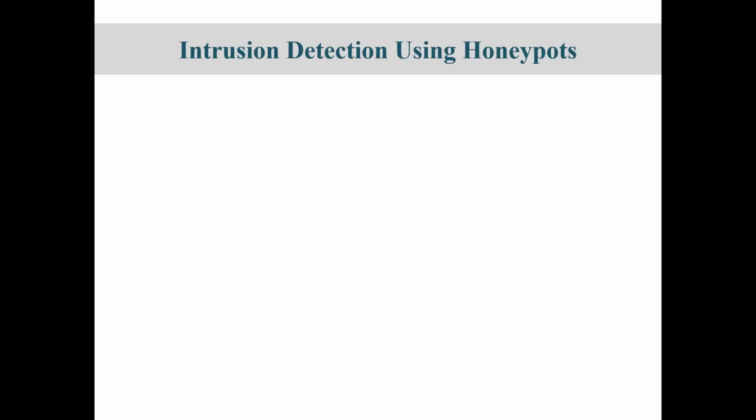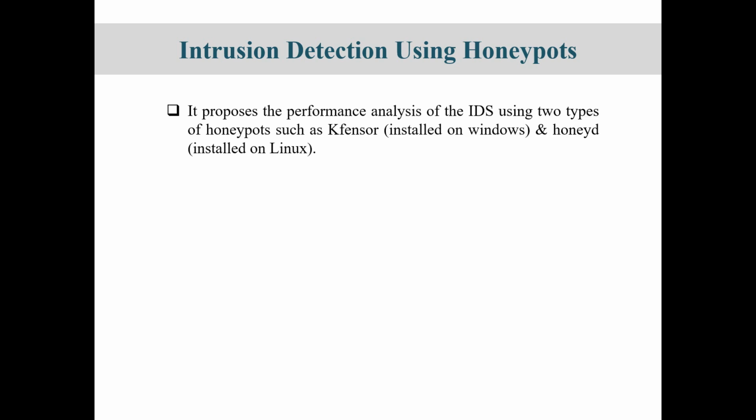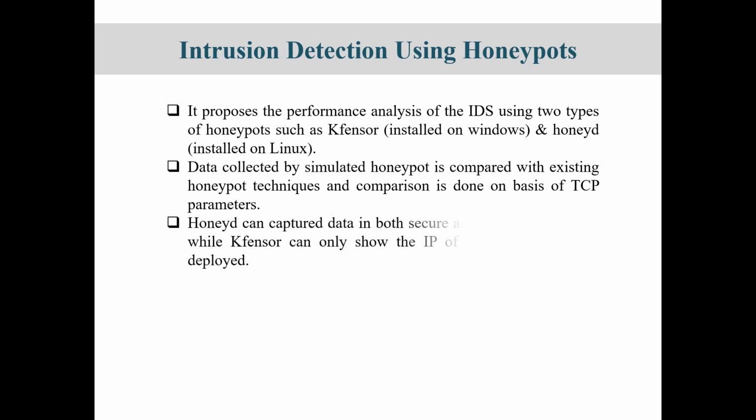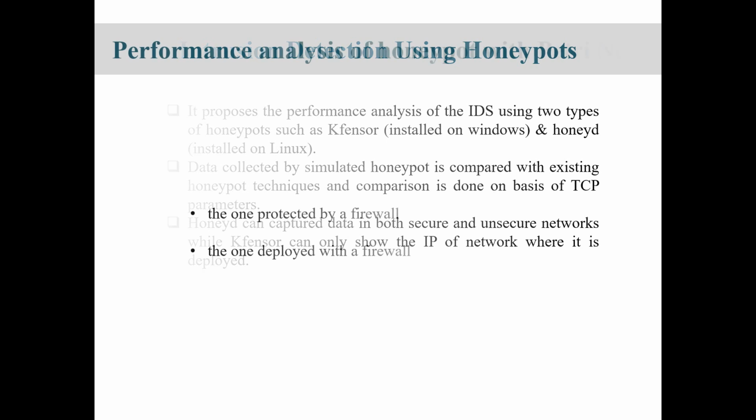The next one is intrusion detection using honeypots. It proposes the performance analysis of intrusion detection systems using two types of honeypots, such as Fencer, which was installed on Windows, and Honeyd, which was installed on Linux. Data collected by the simulated honeypot was compared with existing honeypot techniques, and the comparison was done on the basis of TCP parameters. After comparison, it was concluded that Honeyd can capture data in both secure and unsecure networks, while Fencer can only show the IP of the network where it is deployed.